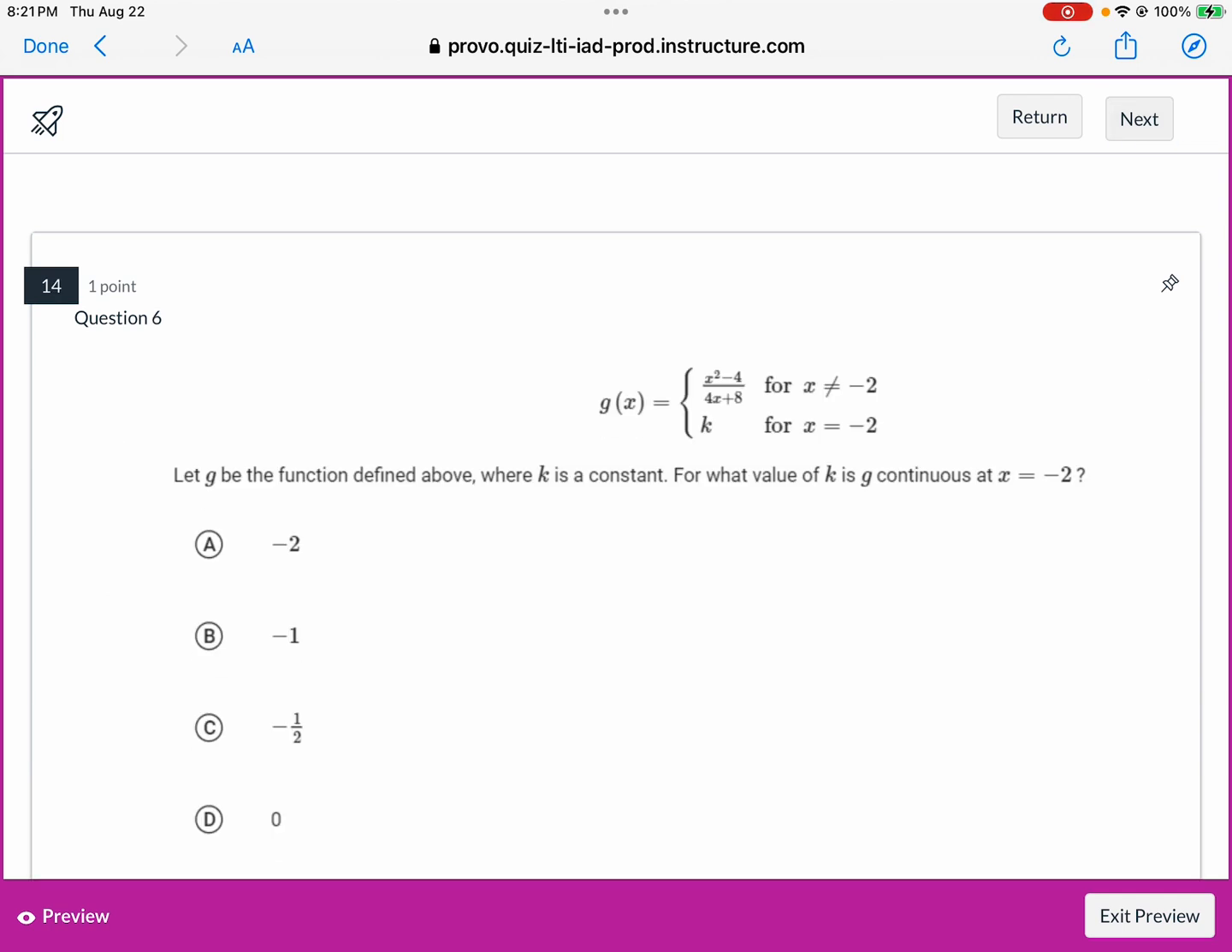Okay, moving on, let g be the function defined above where k is a constant. For what values of k is g continuous? Okay, this is the same thing as we just talked about with the calculator one. You got to plug in -2 for x, right?